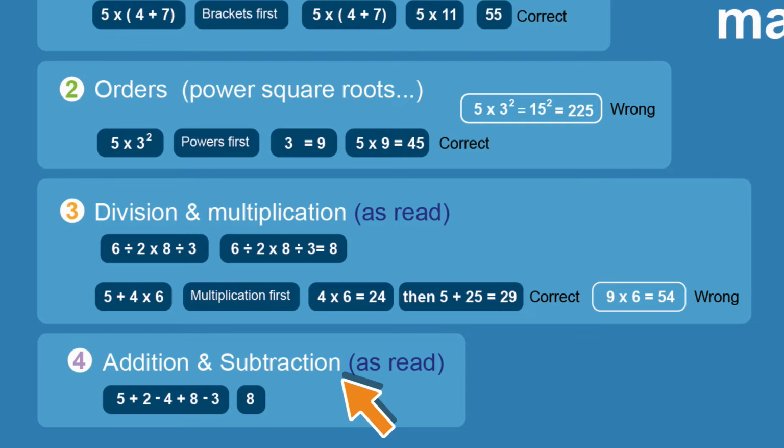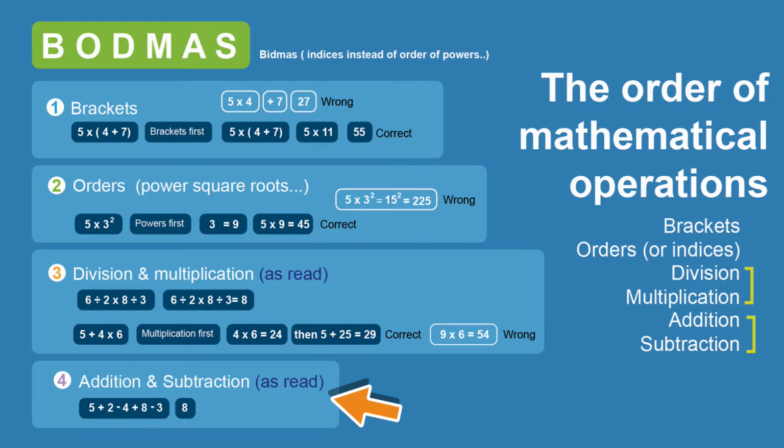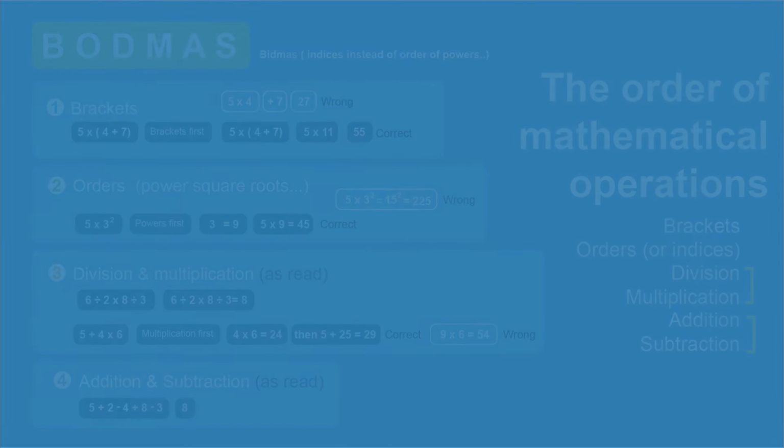And with addition and subtraction, it's as read as well. 5 plus 2 is 7, minus 4 is 3, plus 8 is 11, minus 3 is 8. You just do it left to right as you see it. I'm just covering the real simple basics here. Things will get a bit harder.